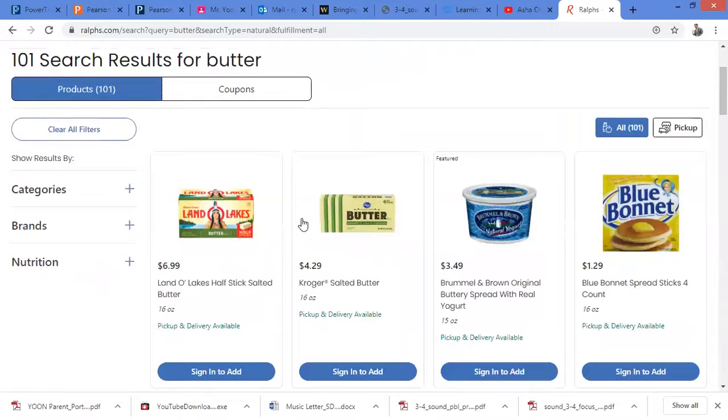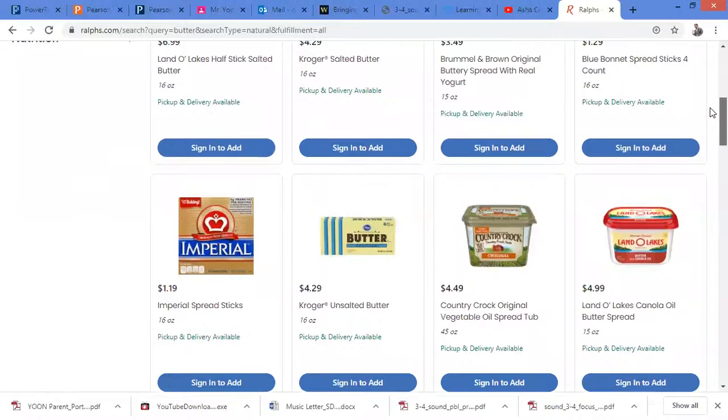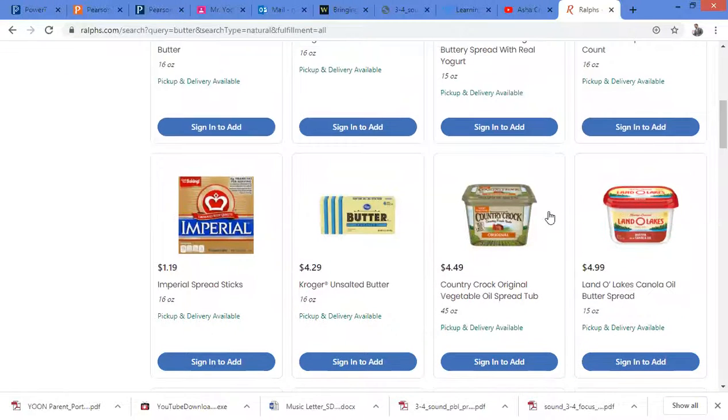So here I see some Kroger butter. Well, you know what? Maybe I want to have something a bit organic or whatever. So here I'll pick the Country Crock. But look, see how that's 45 ounces? Well, you're going to have to do a bit of conversion here. But I know that because it's a real small portion, I'm probably only going to need maybe 16 ounces. Just to let you know, 16 ounces is about half a pound, but you're going to have to convert this into the correct measurements.